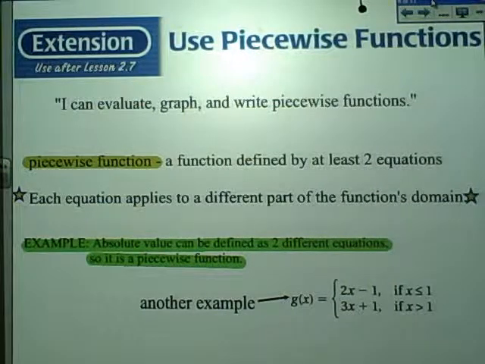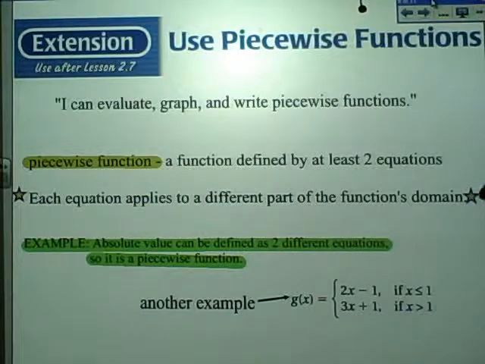Okay, so congratulations, you guys survived absolute value. Now we're going to talk about piecewise functions, and these are really cool graphs that you will see again in pre-calc. Okay, so here your I can statement is I can evaluate, graph, and write piecewise functions.